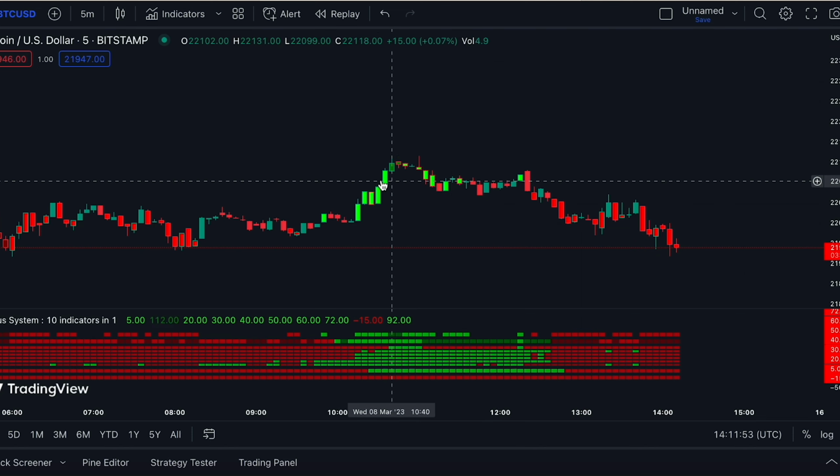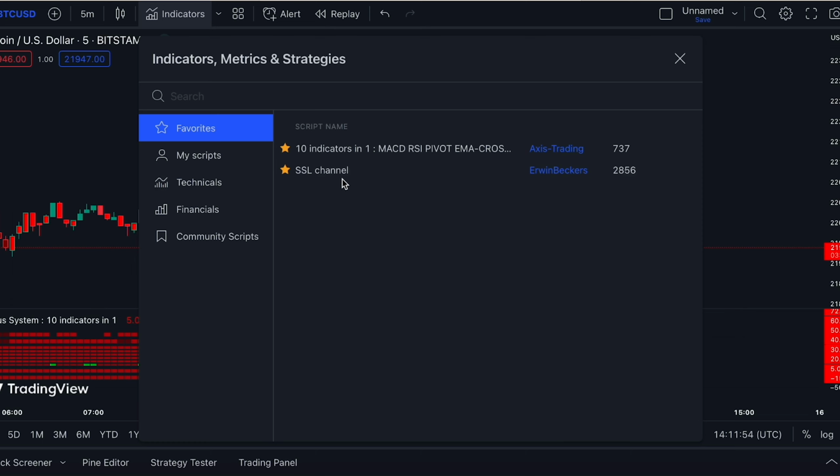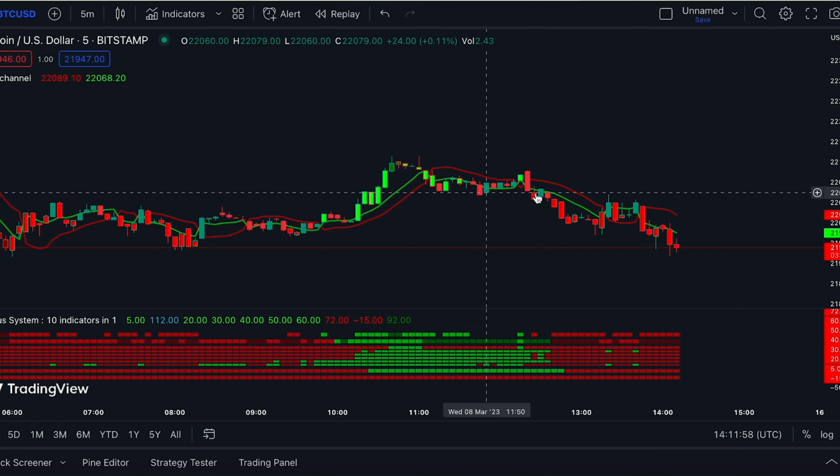Let's add another indicator to the chart to demonstrate a straightforward trading method that makes use of the 10 and 1 FMIS, since the indicator isn't intended to be used as an entry indication. Look for the SSL channel indicator under the indicator search option. Choose and include Irwin's indicator on the graphic.